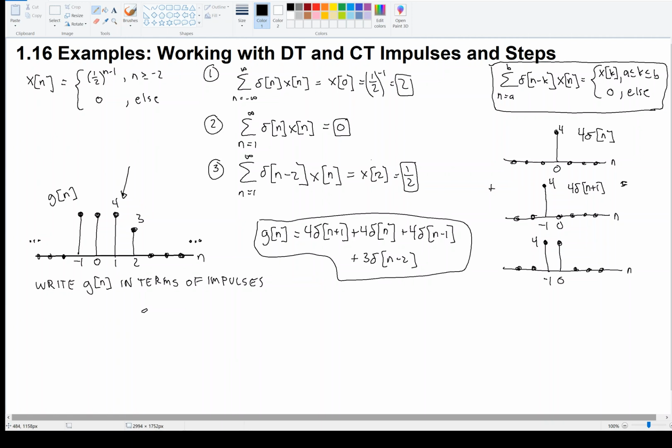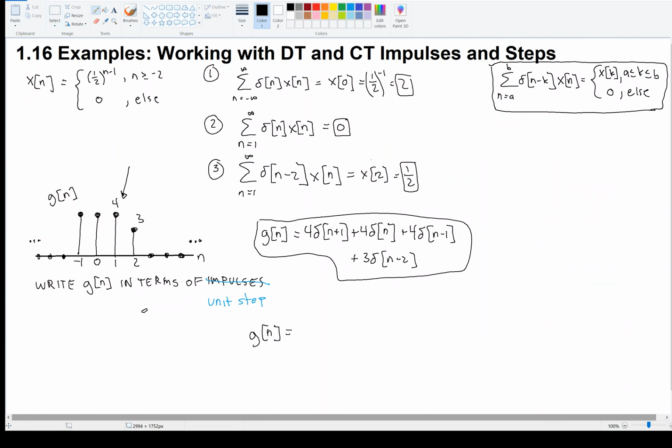So let's say we wanted the same example, but instead of impulses, how about unit step? Okay, so we're going to repeat this and we're going to write g of n in terms of the unit step. Well, the unit step, remember, in discrete time looks like this. It's 1 towards infinity, and it's 0 towards negative infinity. This is the unit step.